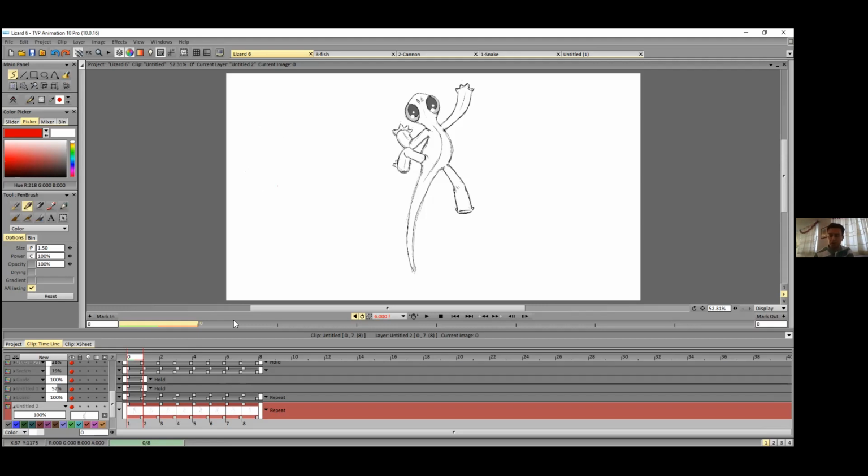Do you know a human walk cycle? How many keyframes we need for a human walk cycle?